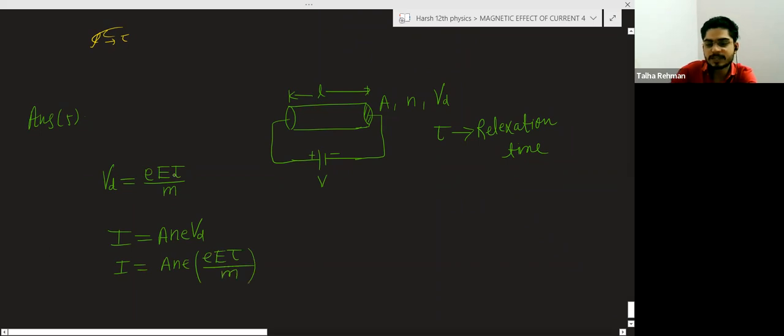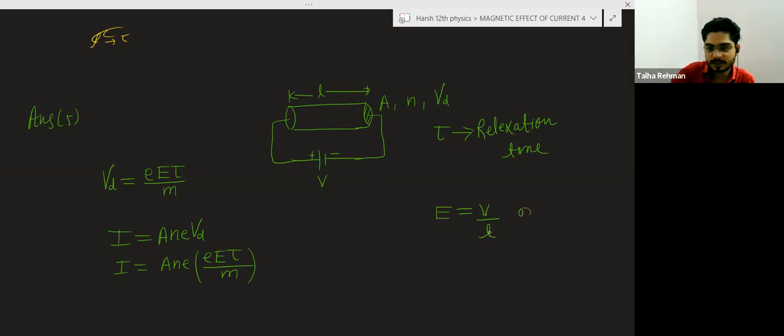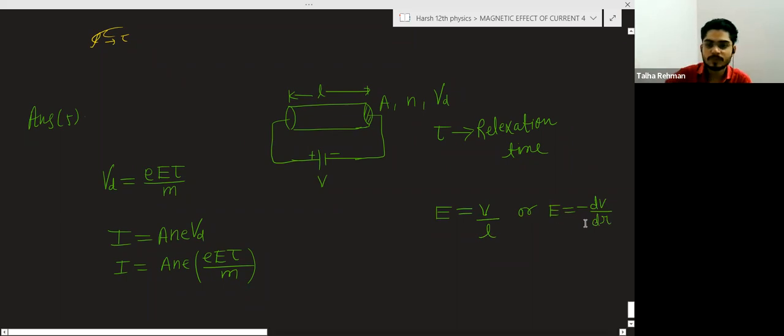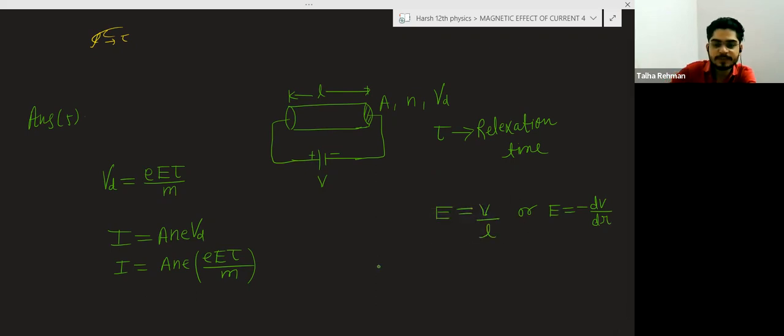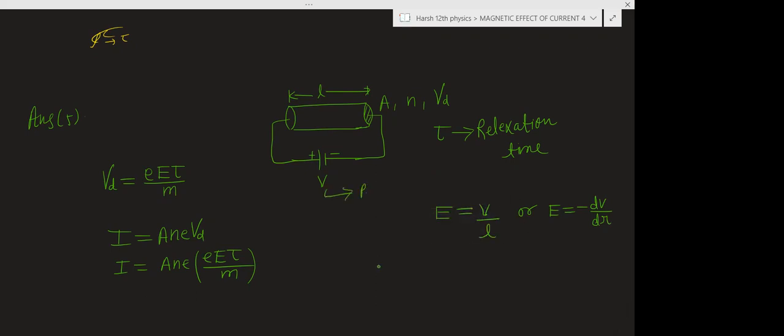Now there is a relation between the electric field and the voltage. Electric field is equal to voltage divided by length. From this relation you will get E is equal to minus dV by dr. Now put the value of electric field, that is V by L. V is the potential difference.